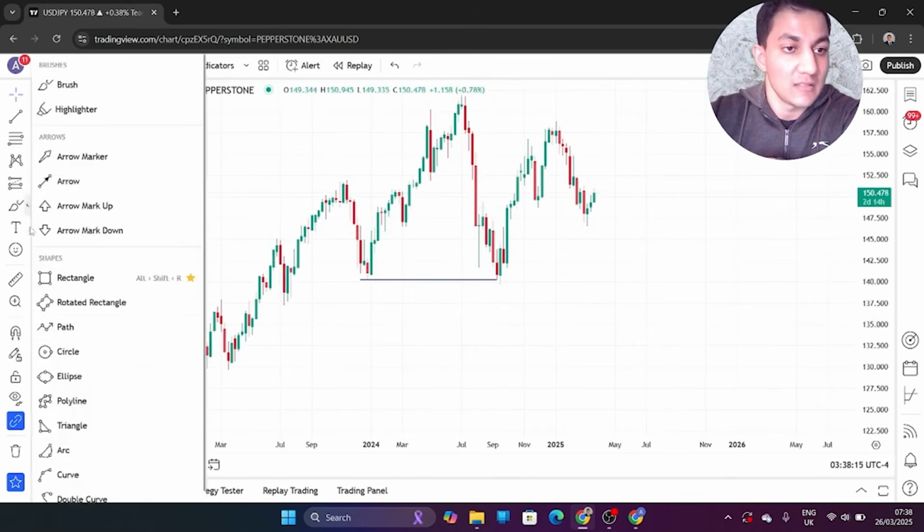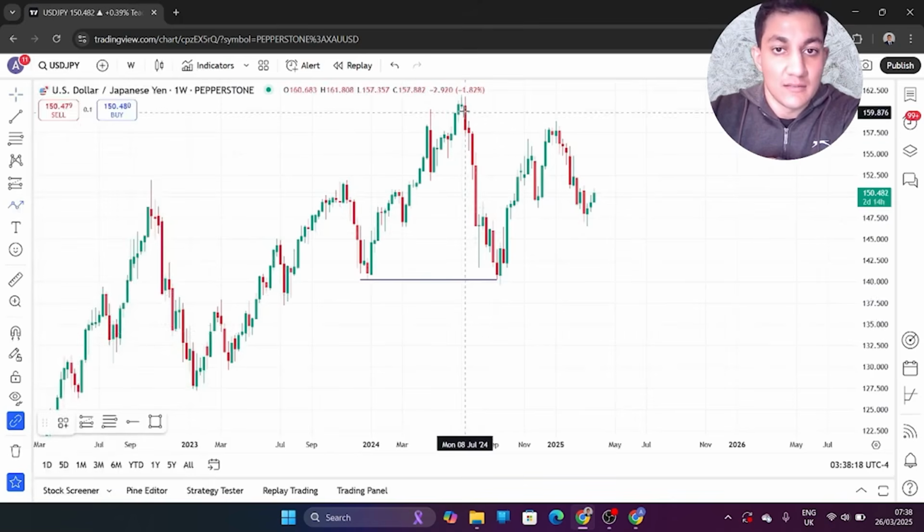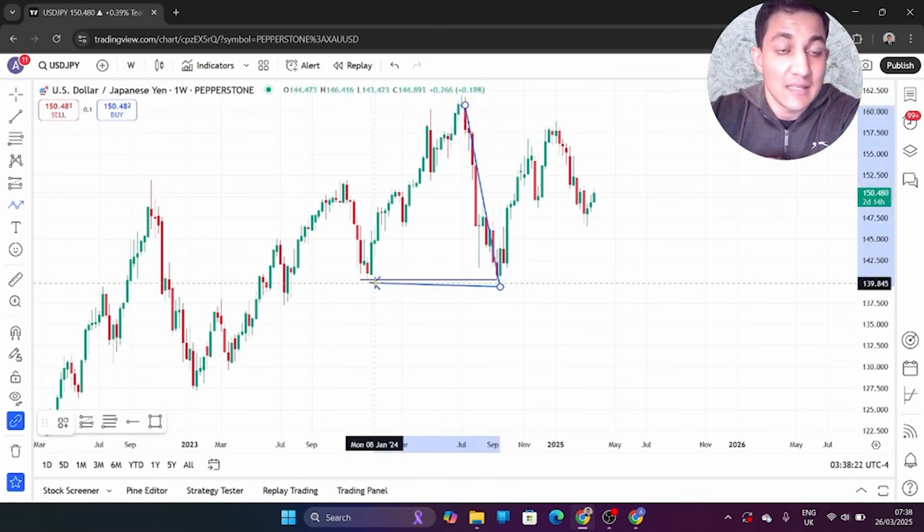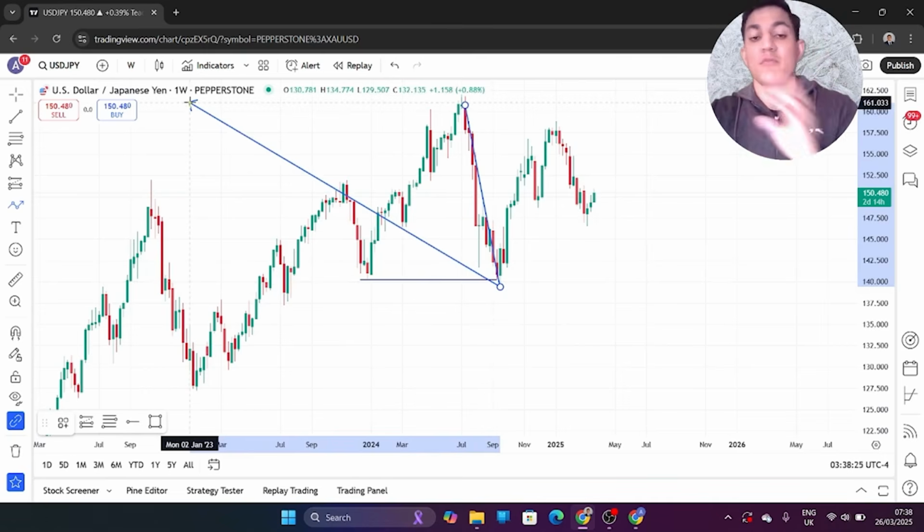Because what price really did is, you see how we were dead bullish? Price came all the way down. It took out liquidity here. Remember, this is the weekly chart. This isn't the 5-minute or 1-minute chart.